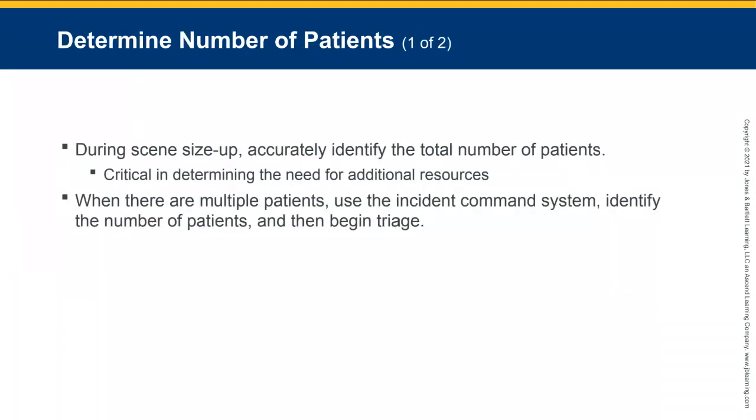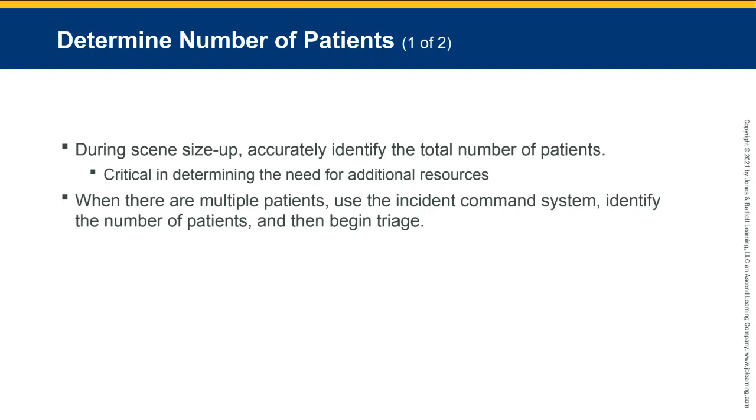Now, after we've taken the appropriate standard precautions for ourselves and our partners, we will determine the number of patients. During the scene size up, accurately identify the total number of patients. It is critical in determining the need for additional resources. When there are multiple patients, use the incident command system, identify the number of patients, and then begin triage. So we will determine how many patients we have on the scene.